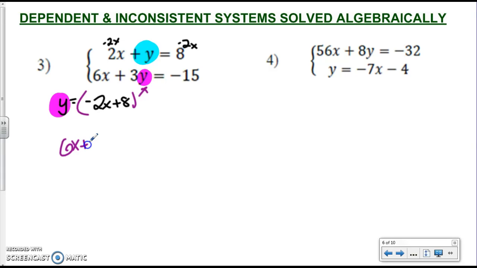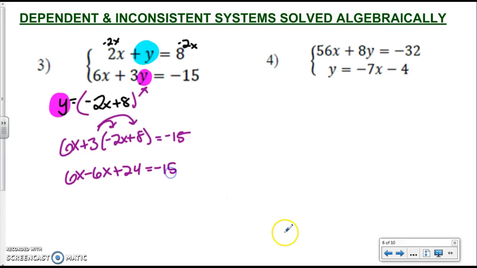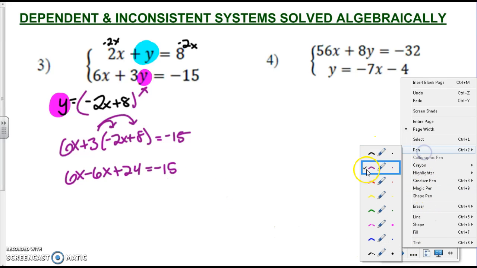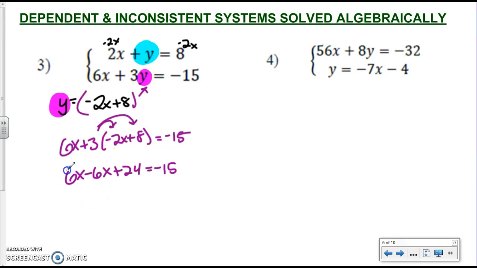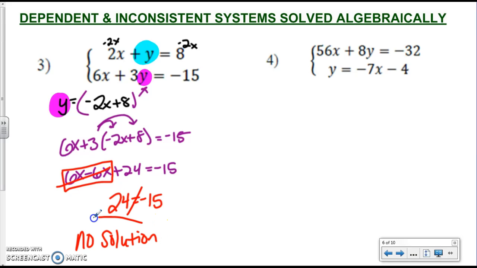So I have 6x plus 3 times negative 2x plus 8 equals negative 15. Distribute. And then when I go to combine my like terms, this one is actually a special case, which is what it talks about up here. Dependent and inconsistent. When I combine my like terms, 6x minus 6x actually cancels out. So I'm left with 24 equals negative 15. Now, is it possible for 24 to be a negative 15? No. So since that's not possible, it means no solution. And you don't have to go any further there.